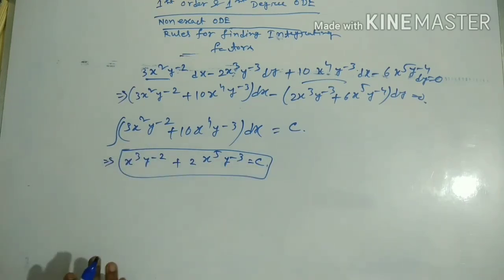So all the rules for finding integrating factors have been completed. Okay. So you have to practice sums for all the rules. When a sum is given in the exercise, it will not be stated that this sum has to be solved by applying rule 1 or rule 2 or rule 3 or rule 4 or rule 5. First you have to check whether the equation is exact or not. If it is non-exact, then you have to find out which rule has to be applied for solving this sum.